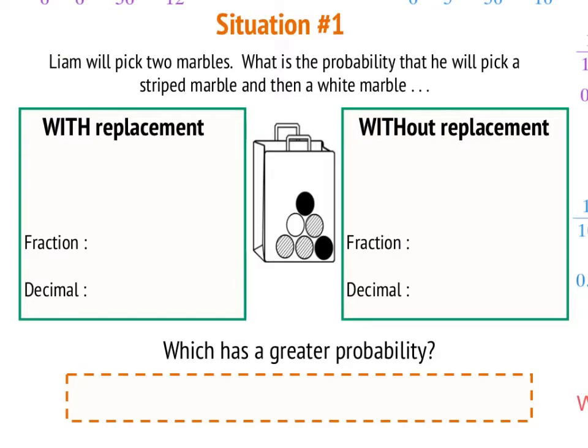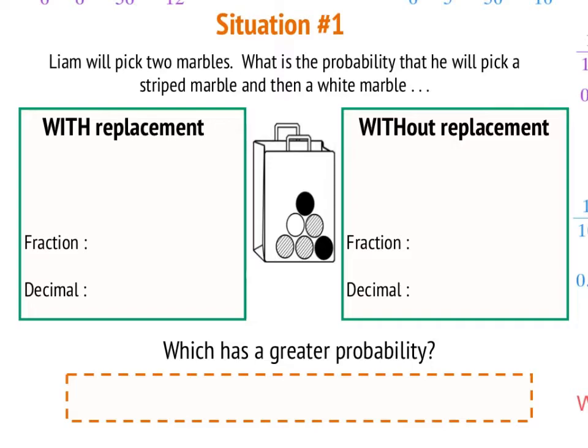So let's take a look at our first situation. Our first situation says Liam will pick 2 marbles. What is the probability they will pick a striped marble and then a white marble? On the first side, we're going to be talking about with replacement. And on the other side, we're going to be talking about without replacement. And we're trying to figure out which one has the greater probability.